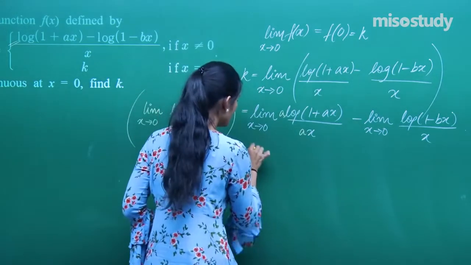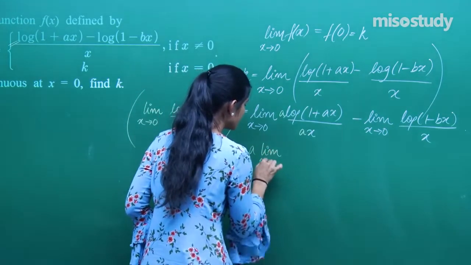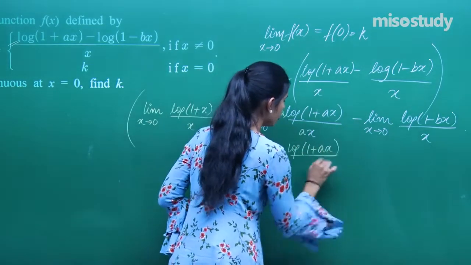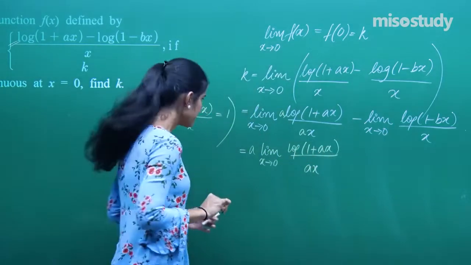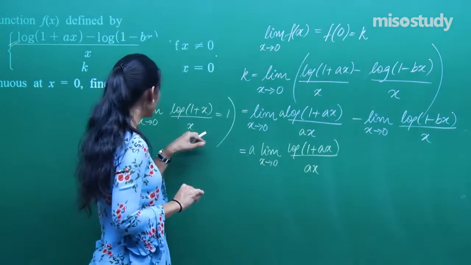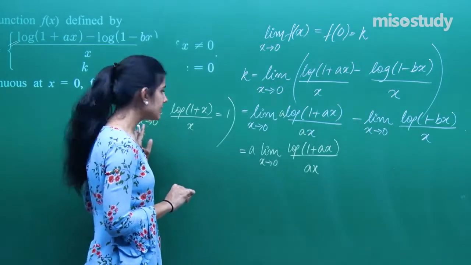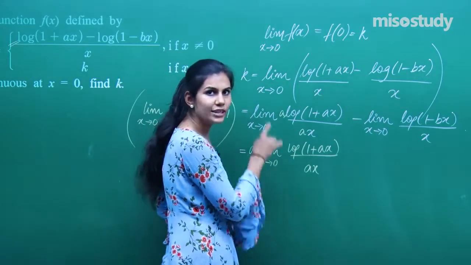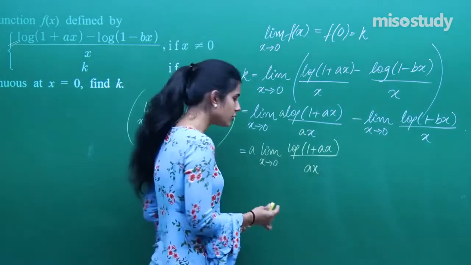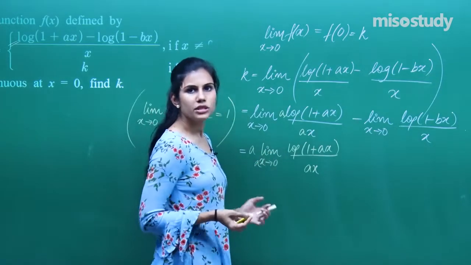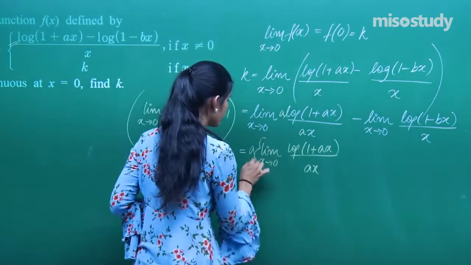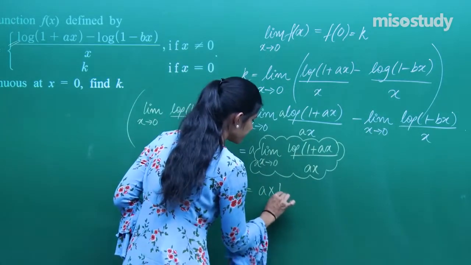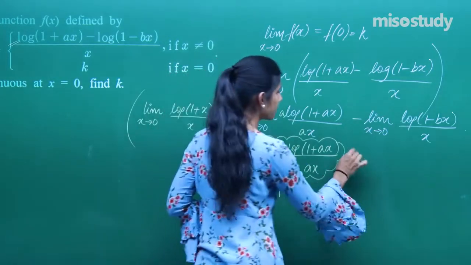This a can be pulled out of the limit, and you are left with a times limit x tends to 0, log of 1 plus ax whole upon ax. Something like this is created: log of 1 plus argument upon argument. The only thing I need is that the argument should tend to 0. Right now x is approaching 0. If x is approaching 0, any constant multiplied by x is also going to approach 0. So x approaching 0 and ax approaching 0 is the same thing. I have got the structure of this formula, and so in place of this entire limit I can write 1. A is already here. Minus.